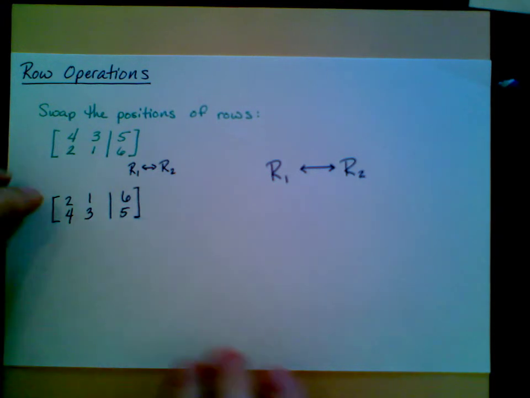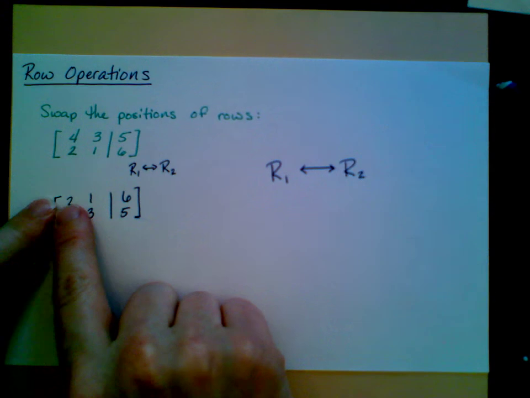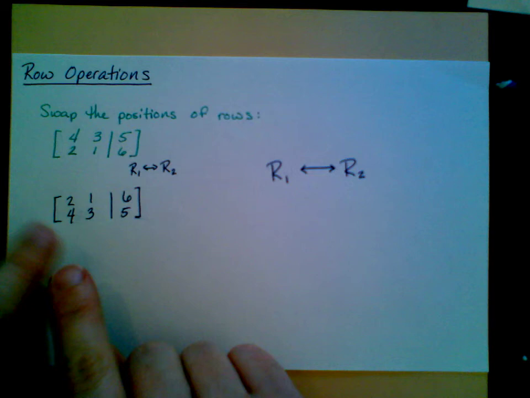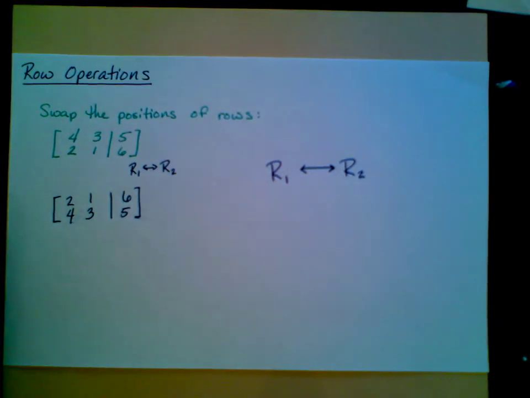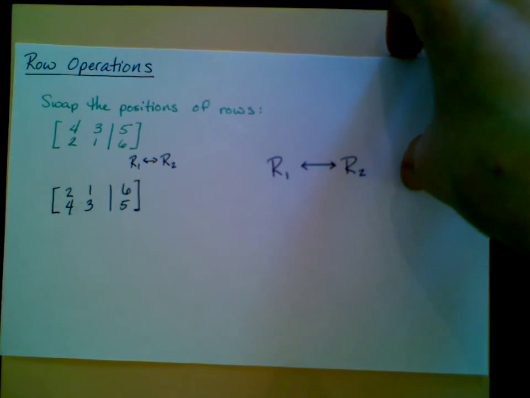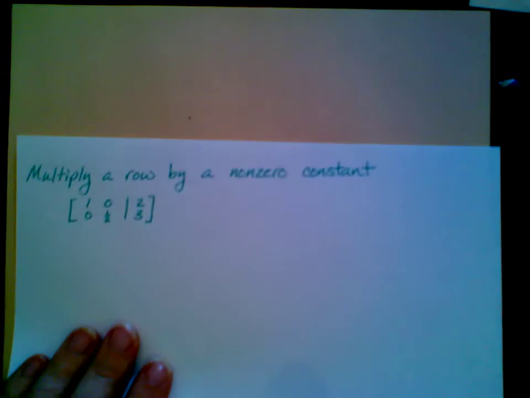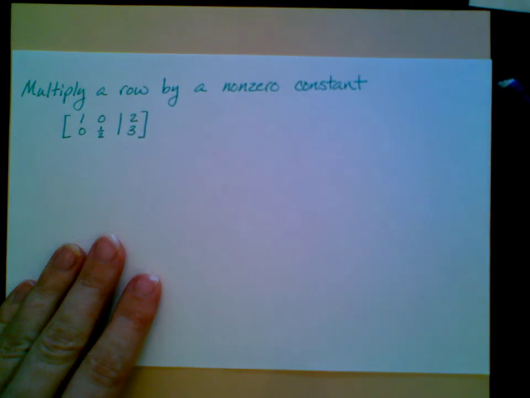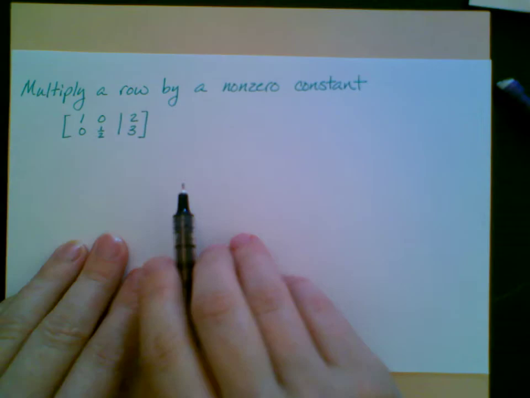I want to point out that because every row in a system like this one represents an equation, this, when we're talking about solving systems, is just akin to writing the equations down in a different order. This is definitely an allowable step. So let's go on to some more meaningful row operations. I mean, swapping positions is handy, but let's talk about some of the more active ones.